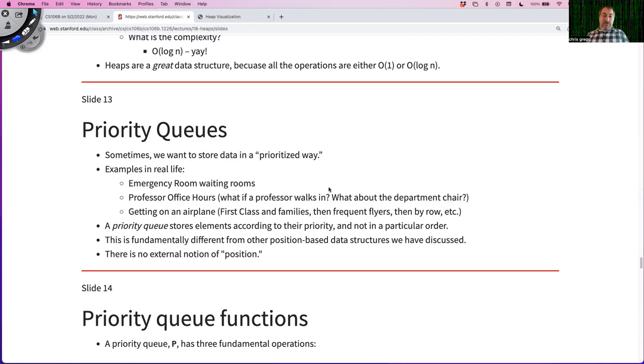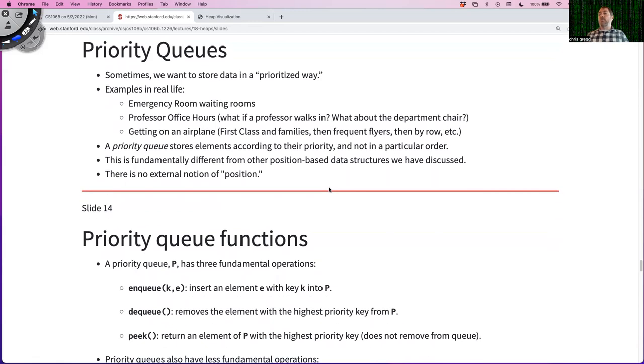What we're talking about here is a priority queue. Priority queues are when we store data in a prioritized way. We've seen lots of examples of this before: emergency rooms, office hours. If I'm in my office hours and my department chair walks by and says, hey, can I talk to you for a second? I'm probably going to prioritize the department chair for 1 minute over the students that are there waiting for me. I kind of like my job, right? So I'm probably going to prioritize that in that sense.